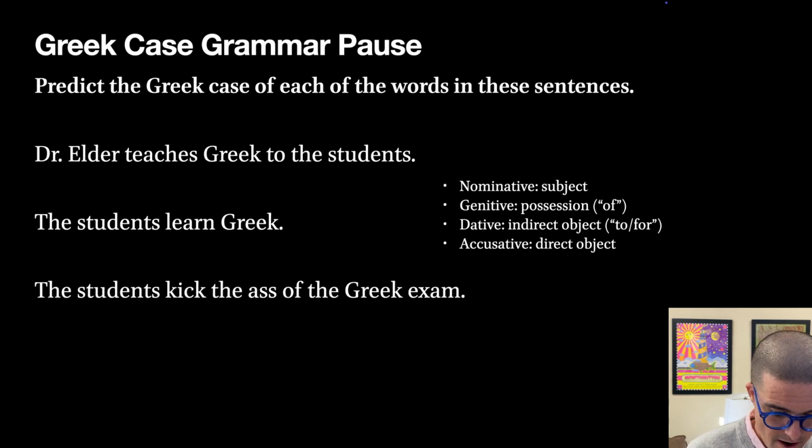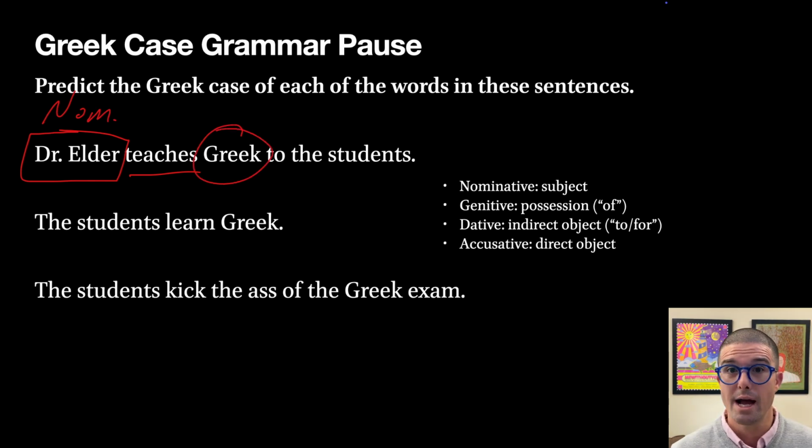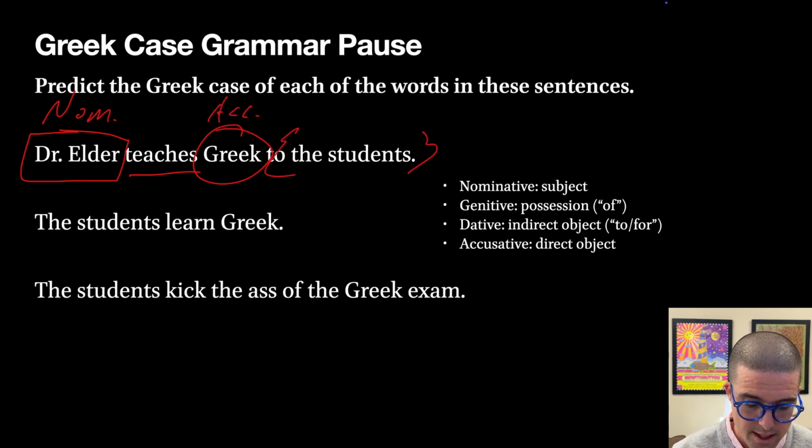All right, so if our verb in the first sentence is "teaches," and the one doing the teaching is Dr. Elder, this is going to be in the nominative. If Greek is the direct object, then this is going to be in the accusative case. And then "to the students" is going to be in the dative case. It is the indirect object.